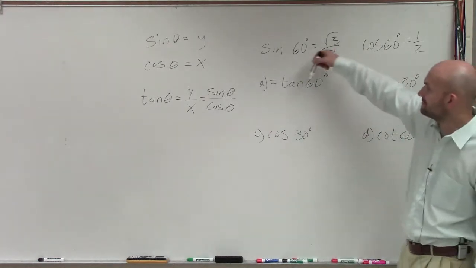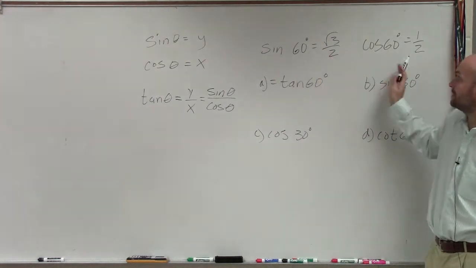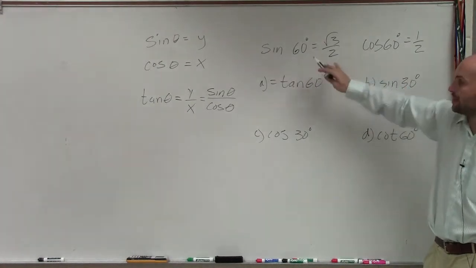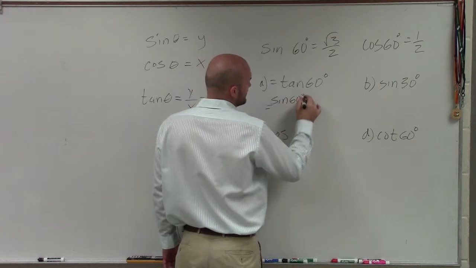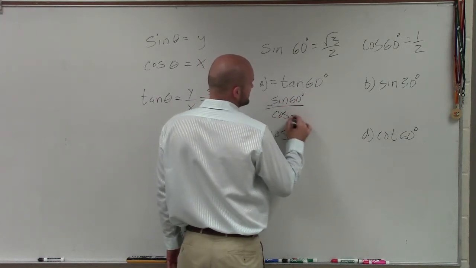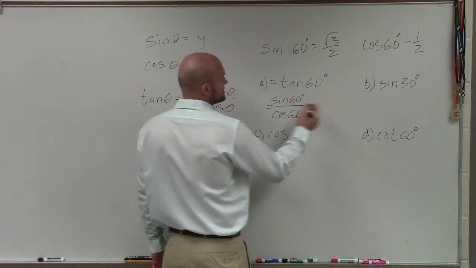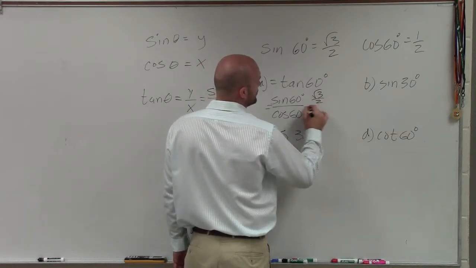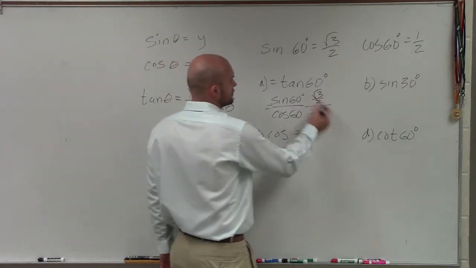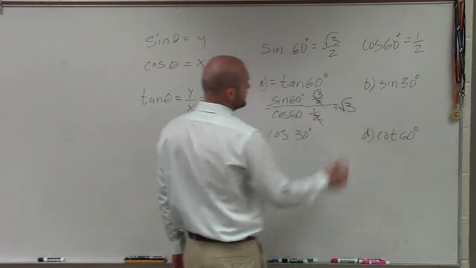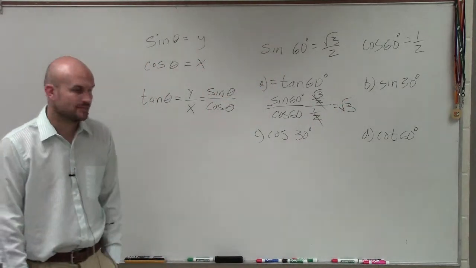Now, if I want to find the tangent of 60, then that's the same thing as the sine of 60 over the cosine of 60. The sine of 60 is square root of 3 over 2, over 1/2. Then the 2's divide out, and I'm left with the square root of 3. And that would be your final answer.